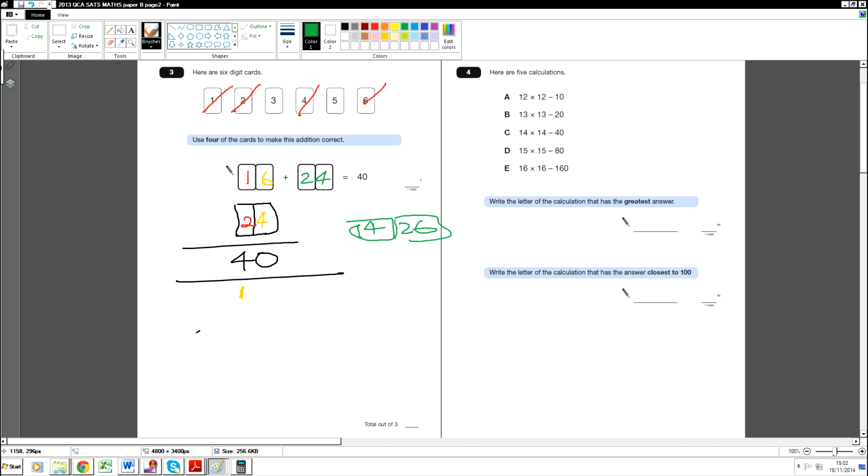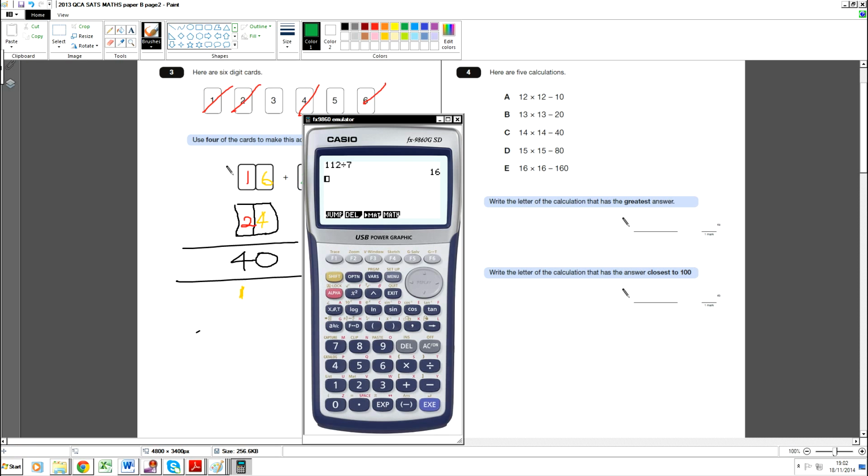Now, for this kind of question, again, we need to use a calculator. It goes here, 5 calculations. Write the letter of the calculation that has the greatest answer. So we're only going to get 1 answer here that will give us the greatest answer. So let's work them out as we go along. Now we've got 12 times by 12. So 12 times by 12. Actually, some of these you should already know anyway.